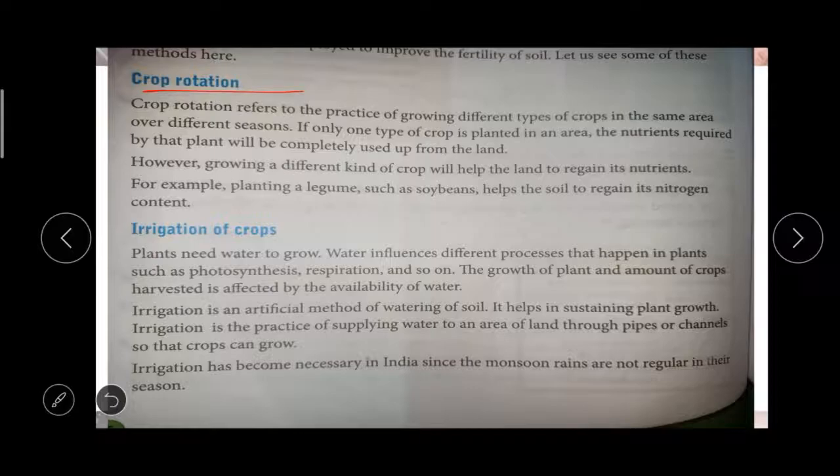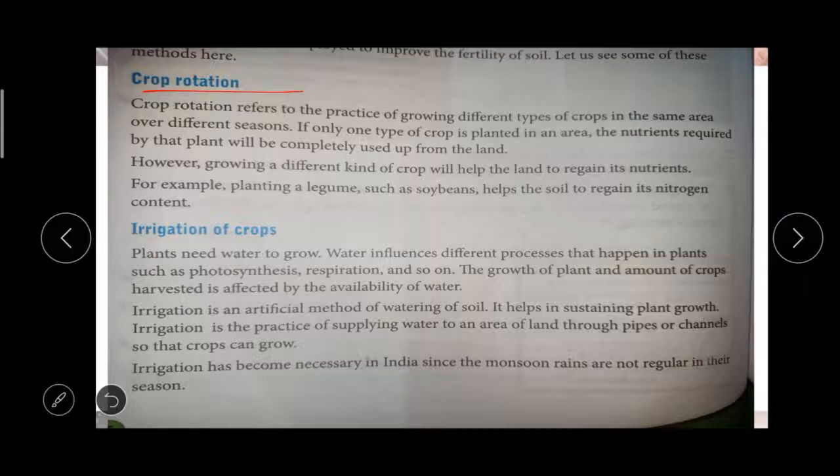Irrigation is an artificial method of watering the soil, which helps to sustain plant growth. Irrigation is the practice of supplying water to a particular land through pipes or channels. Nowadays there is drip irrigation, flush irrigation, and many other types. Have you ever seen farmers irrigating land? First they put some water on the land to accumulate, then they sow the seed, then they harvest, right? They use pipelines to put the water in the particular area.